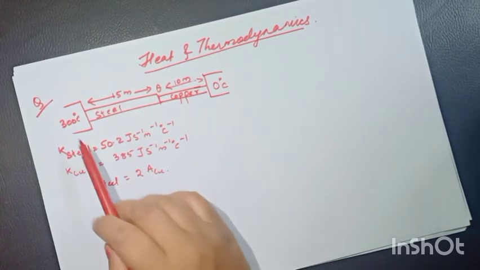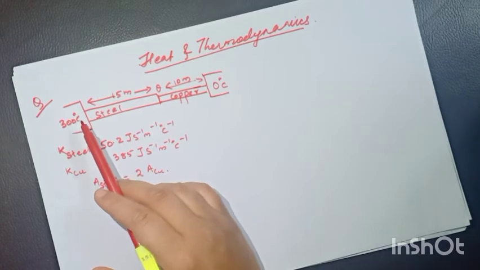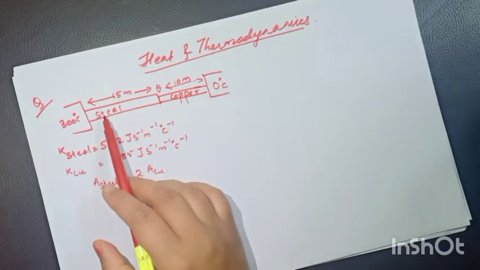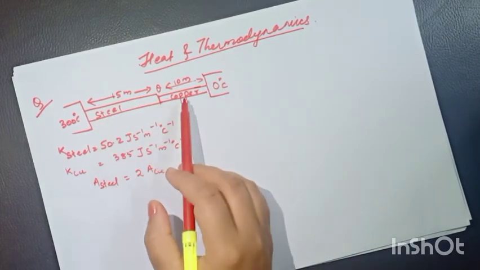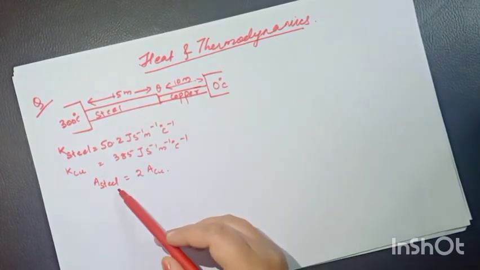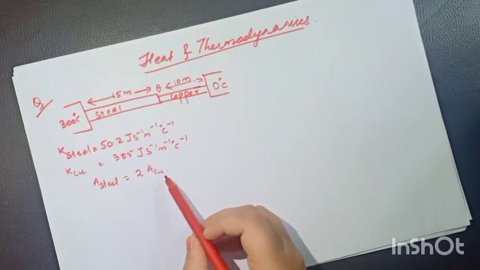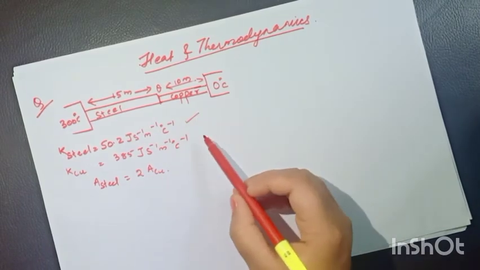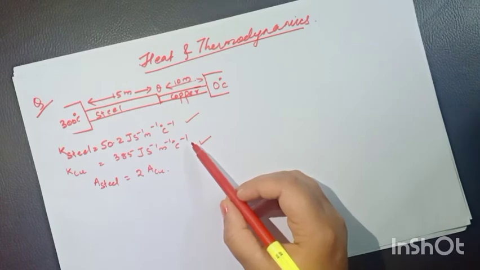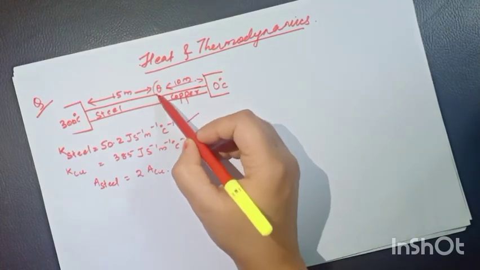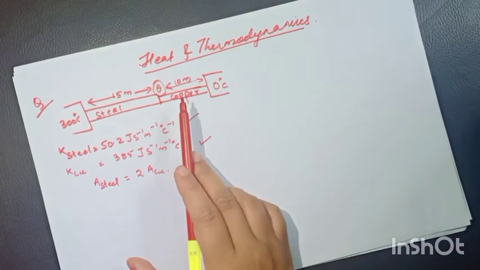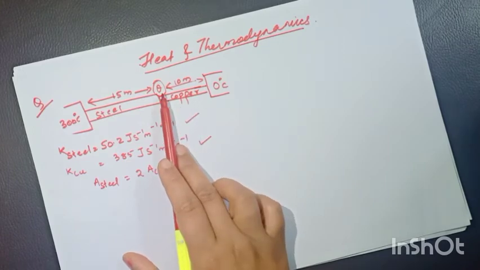It is given that at one side of a rod there is 300 degrees Celsius and the other side of the rod is 0 degrees Celsius, and the rod is comprised of steel and copper. Steel is 15 meters, copper is 10 meters, and the area of cross section of steel is twice the area of cross section of copper. The coefficient of thermal conductivity of steel is this much and for copper is this much. We have to find the temperature at the junction, that is, the temperature theta.